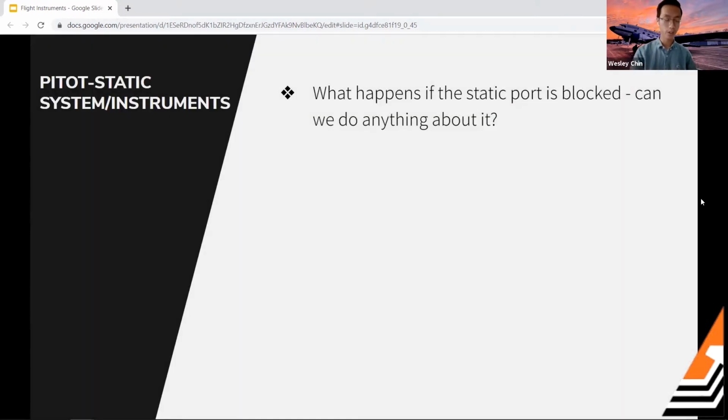Before, we were talking about, let's say there's ice or something blocking the pitot tube. In that case, we can turn on pitot heat, and then boom, problem hopefully solved, right? And we don't have the blocked system anymore. Let's apply that same situation, though, to the static port. What happens if the static port is blocked? Can we actually do anything about that? Just as there's pitot heat, is there anything similar for the static port? Does anybody know?